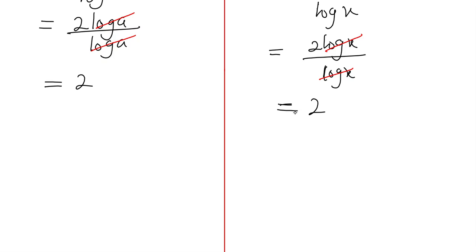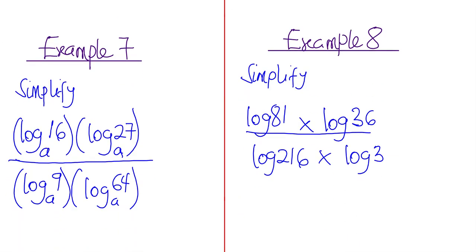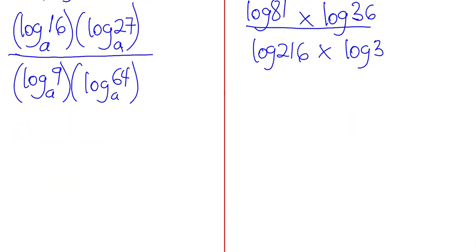Now let's try the last set of questions for today's video, and that happens to be example 7 and 8 respectively. Now in example 7, it says simplify logarithm of 16 base a multiplied by logarithm of 27 base a, divided by logarithm of 9 base a multiplied by logarithm of 64 base a. Now with this, since they all have the same base, applying the laws of logarithm works so perfectly. But we can apply the laws of logarithm by adding the argument, yes.